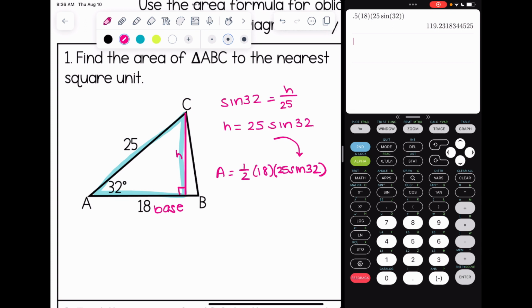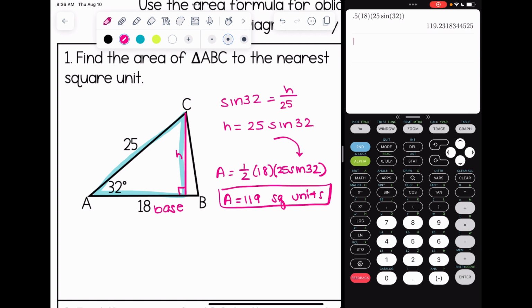Hit enter, and we're looking to the nearest square unit. So I got 119 square units. Remember, units for area are always squared. All right, so that was the long way. That's using the fact that I could draw in the height, find sine using SOHCAHTOA, and then go ahead and actually substitute it into the area formula.